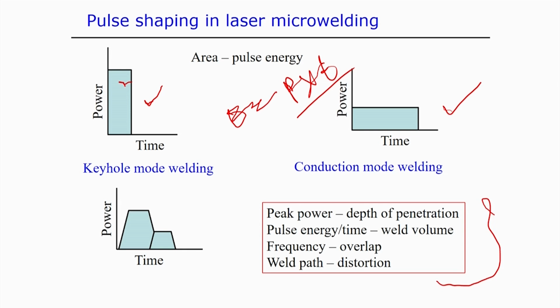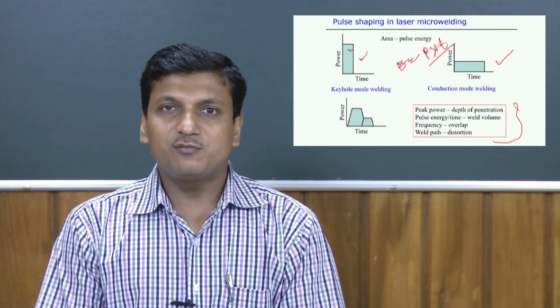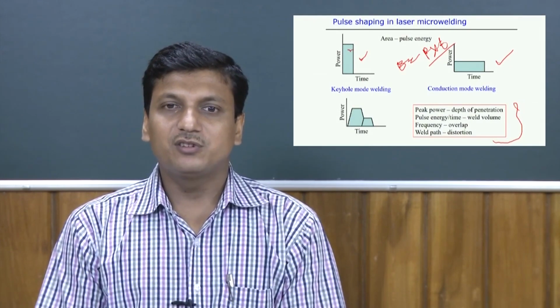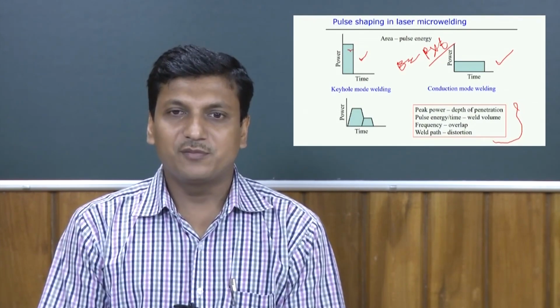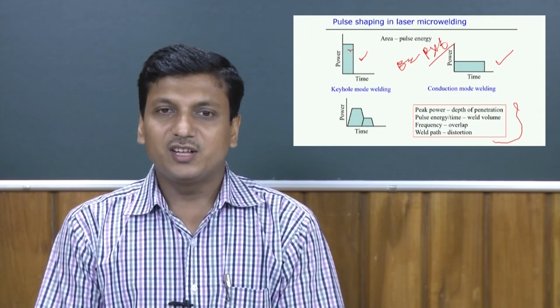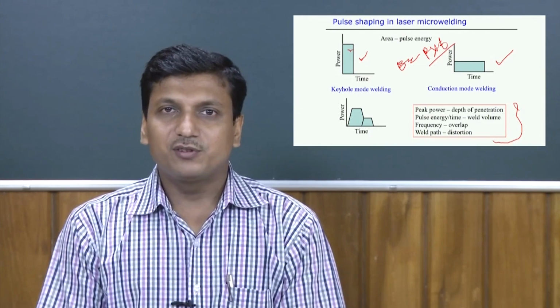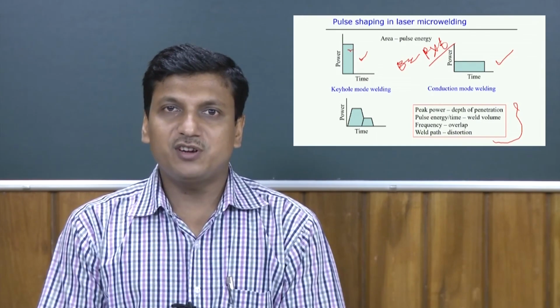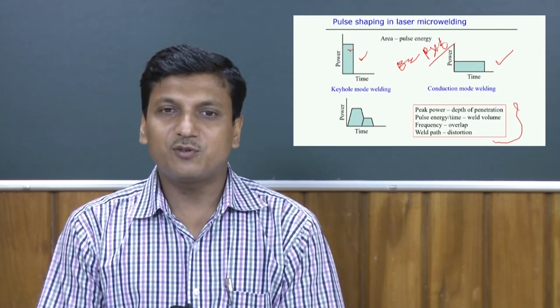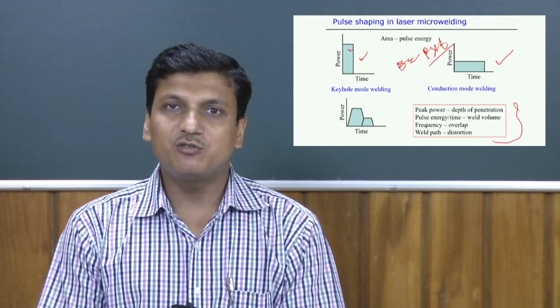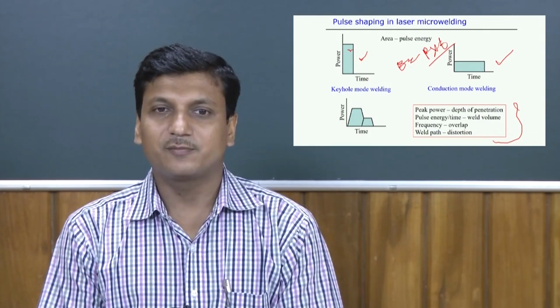If pulse energy per unit time, that actually controls the weld volume. So, weld volume is theoretically more sensitive to the pulse energy per unit time. And the other way, if you want to keep the depth of penetration very high, then probably the peak power is the more sensitive parameter in this case.